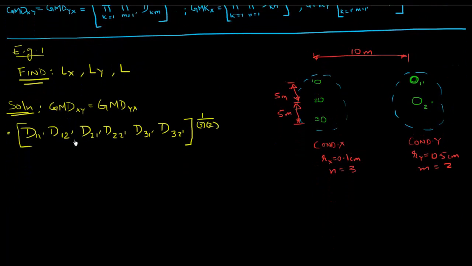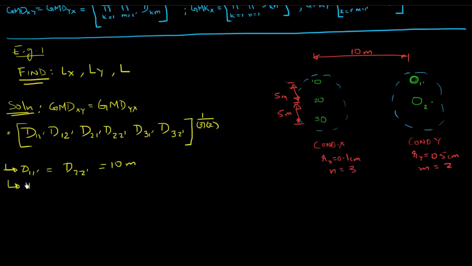Now, coming back here, d 1 to 1 prime, this distance is the same as that for d2 to 2 prime. Remember, these are all in straight line. That's the way I've drawn them. So these distances are the same. So d of 1 to 1 prime is equal to d of 2 to 2 prime, which is equal to 10 meters. So that's 1.